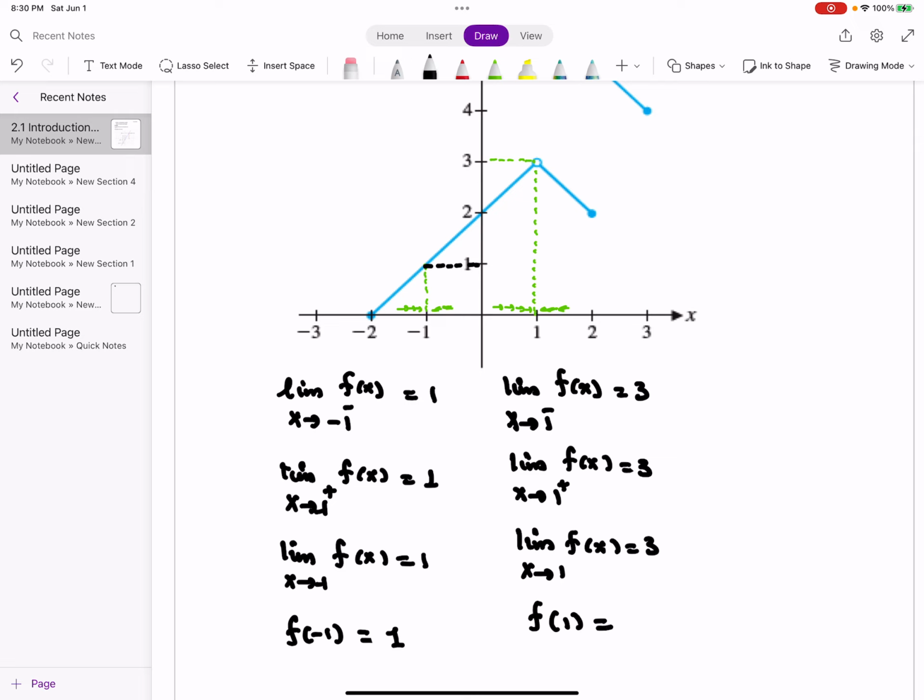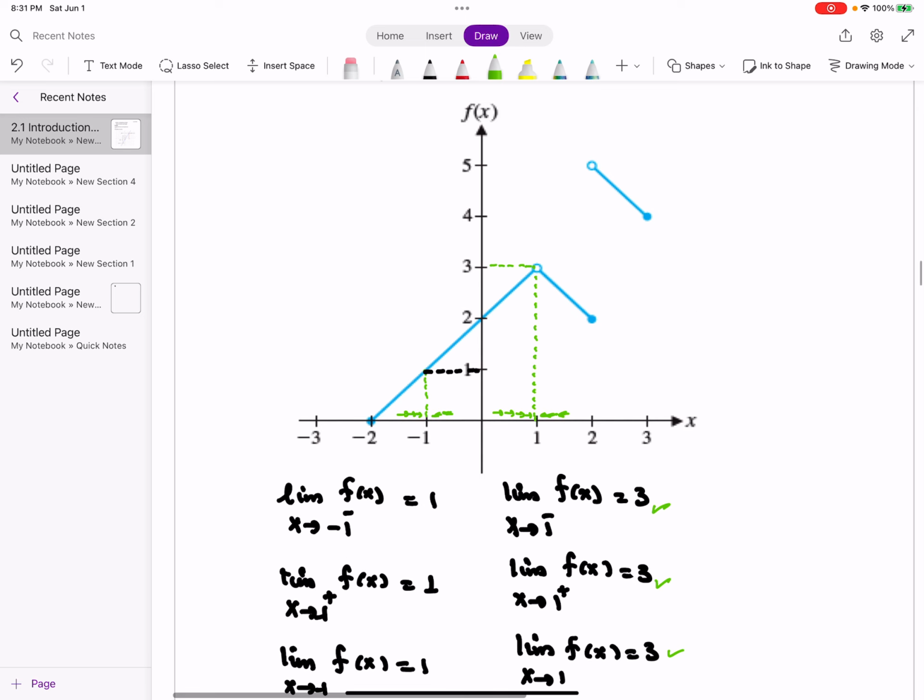Now, the important thing is, what is the function value at 1? You can see there is a hole. That means exactly at that point, the function is undefined. Do you see now the difference between the limit value and the function value? This is known as the function value. These are the left, the right, and the limit. Another interesting point here to analyze is this point.